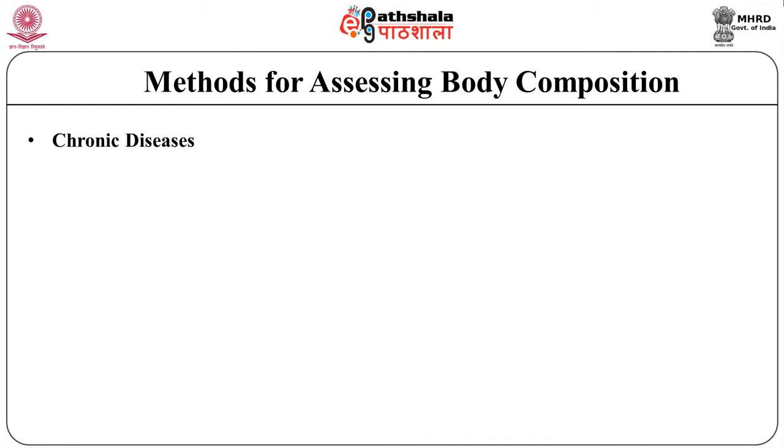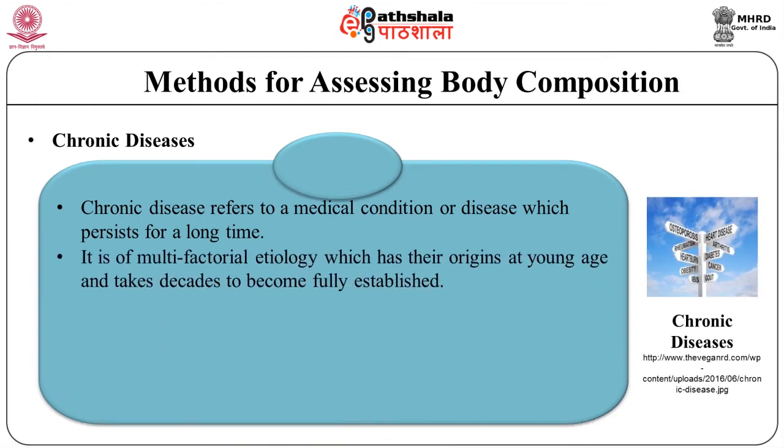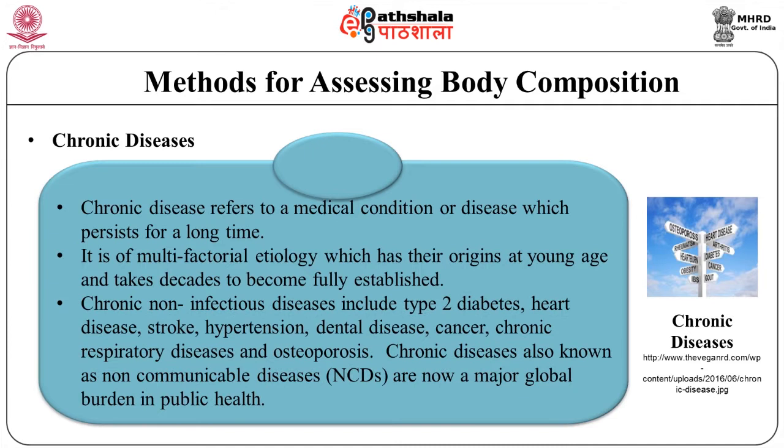Now, chronic diseases. Chronic disease refers to a medical condition or disease which persists for a long time. It is of multifactorial etiology, which has its origin at a young age and takes decades to become fully established. Chronic non-infectious diseases include type 2 diabetes, heart disease, stroke, hypertension, dental disease, cancer, chronic respiratory diseases, and osteoporosis. Chronic diseases, also known as non-communicable diseases or NCDs, are nowadays a major global burden in public health.